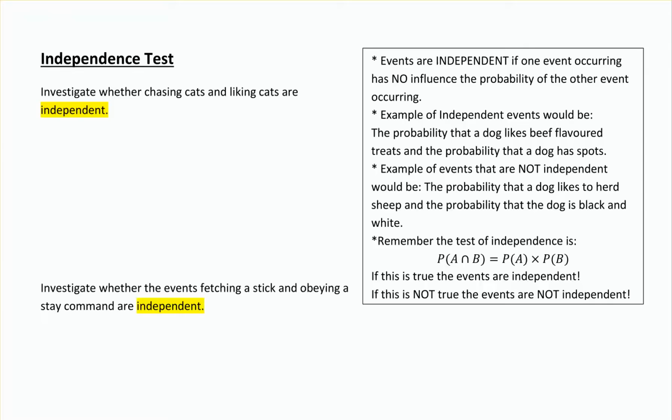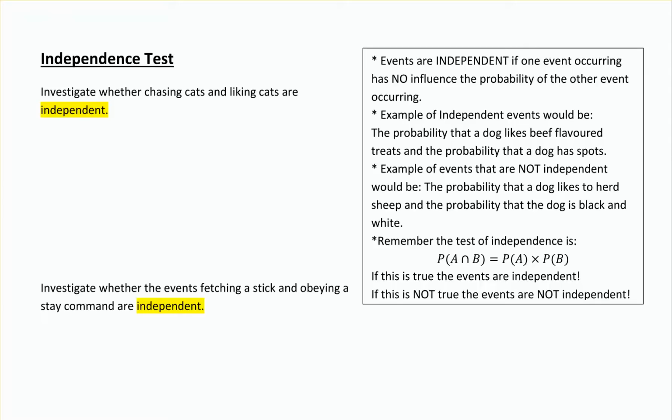An example of events that would not be independent would be something like the probability that a dog likes to herd sheep and the probability that the dog is black and white. The reason I'm giving that one is that most border collies are black and white, and a lot of border collies like to herd sheep, so if it likes to herd sheep, it might be more likely to be black and white because it might be a border collie. I mean, there are other dogs that are included in the working class dogs, of course, that will work stock, but a large portion of those might be border collies, and so there is a potential influence there. So it's not a clear-cut independent event. It might still be if we tested it, but there could be a connection between the two.